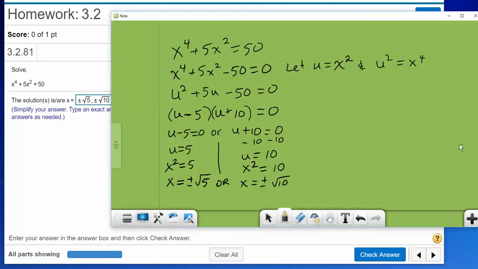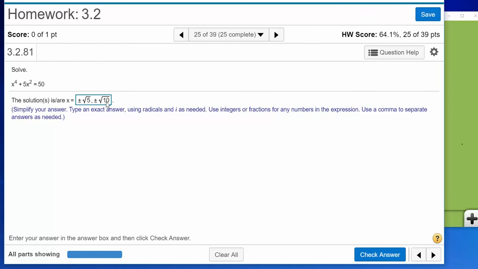Oh, what did I do? This is supposed to be negative 10. So if I have x squared equals negative 10, when I square root it, the negative makes an i. So plus or minus square root of 10 i. Okay, so I'm sure you caught that before I did.